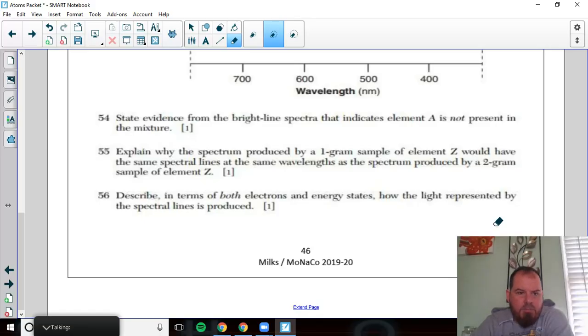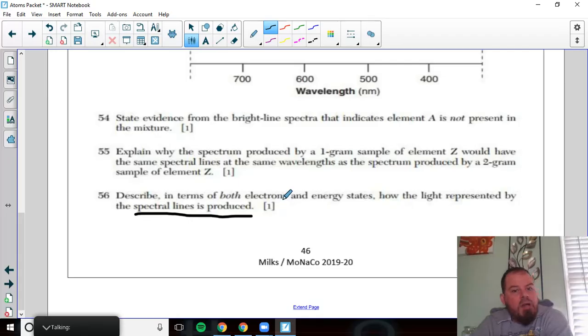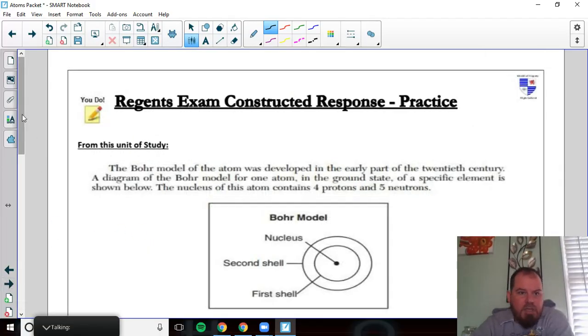I know it's a lot of words, but in both electrons and energy states, this is how light is produced. So this is the same thing. Ready? Electrons absorb energy. As soon as you see spectral lines produced, emitted light, anything like that, we're talking about the definition of excited electrons. Electrons absorb energy, jump to a higher energy level, then they emit that energy in the form of light. As soon as I see that, that's what I'm thinking every time.